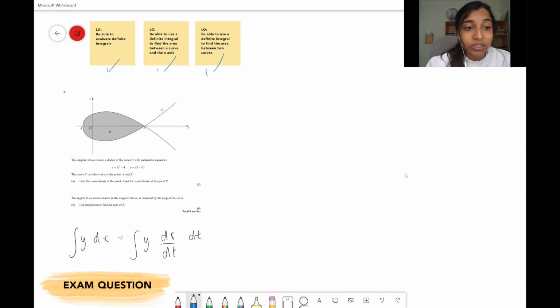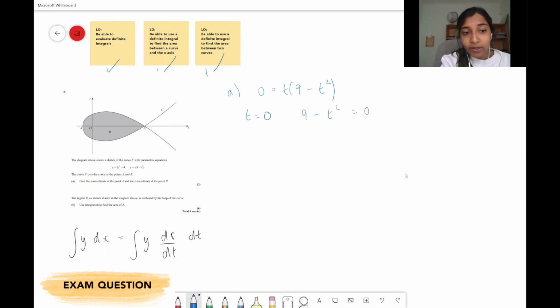The first thing we want to do is find the x-coordinate at the point A and the x-coordinate at the point B. We know that if it cuts the x-axis, that's when y equals 0. So the first thing you want to do is find t when y equals 0. We can say 0 is equal to t times 9 minus t squared. So you have two solutions: one is when t equals 0, and another is when 9 minus t squared is equal to 0.